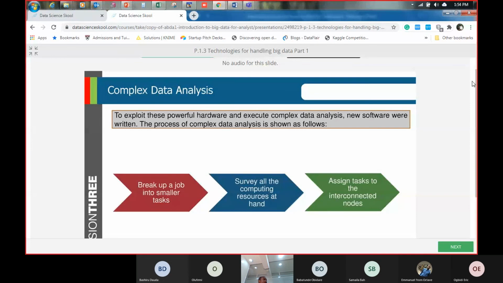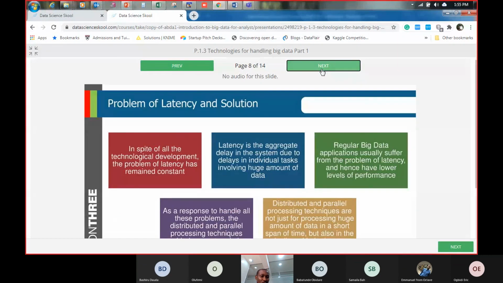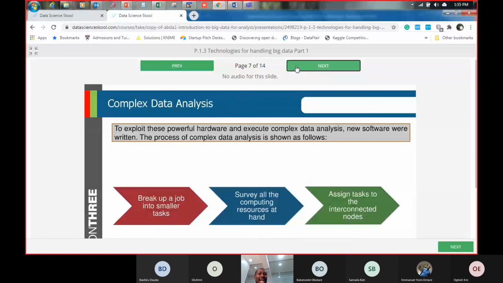We break down the job and we assign it: who is available? What are the resources that are available? We have 10 out of 20 resources available, so we assign the job to the 10 out of 20 that are available. Once it's assigned and the job is completed, you collate the results and combine them into a single unit. That is the concept of distributed computing. And when you go to the internet, that is also what happens on the internet.